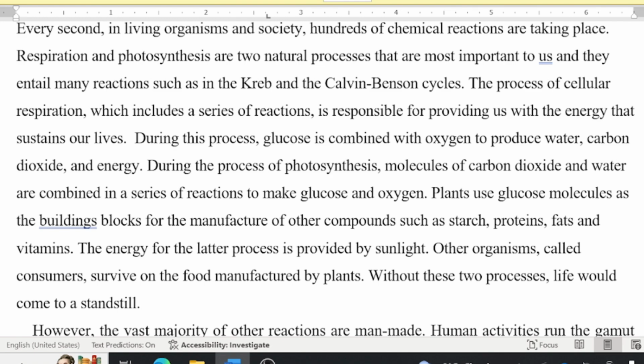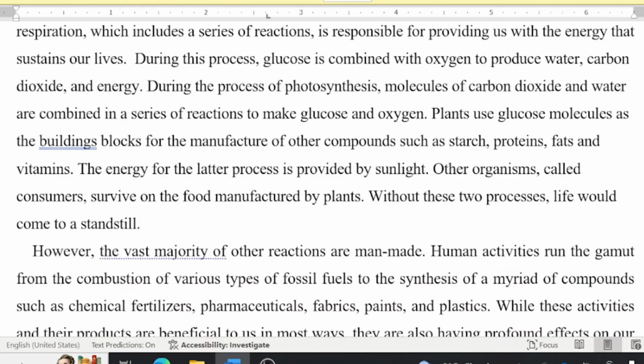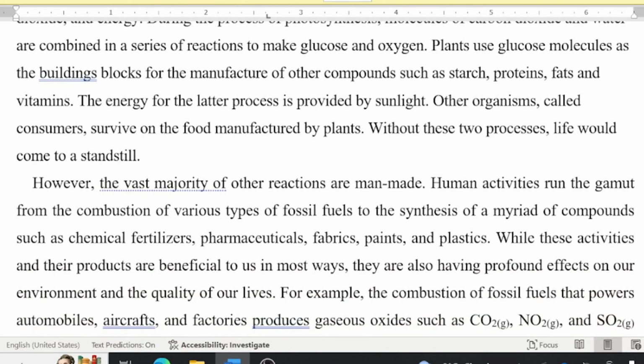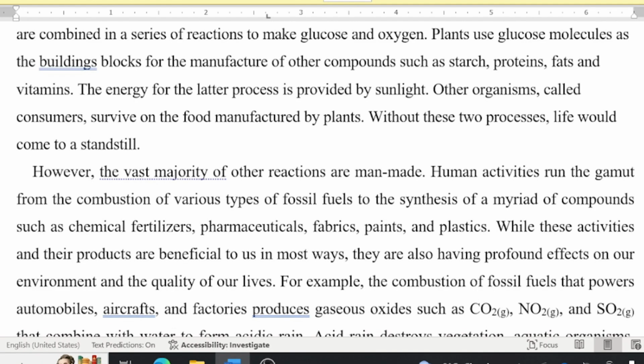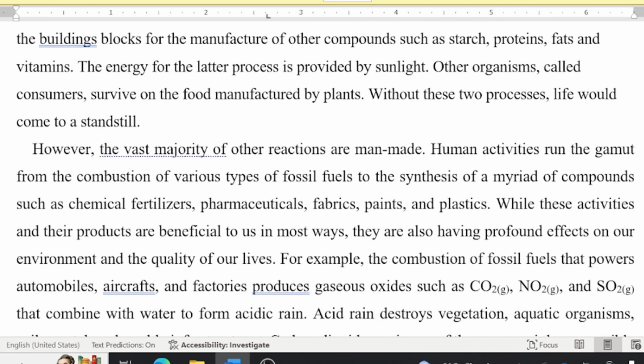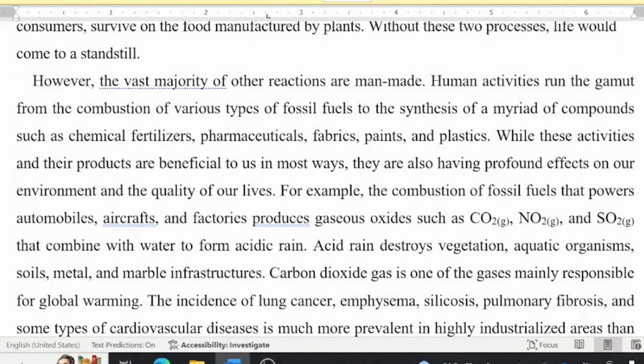During the process of photosynthesis, molecules of carbon dioxide and water combine in a series of reactions to make glucose and oxygen. Plants use glucose molecules as the building blocks for the manufacture of other compounds such as starch, protein, fats, and vitamins. The energy for the latter process is provided by sunlight. Other organisms called consumers survive on the food manufactured by plants. Without these two processes, life would come to a standstill.